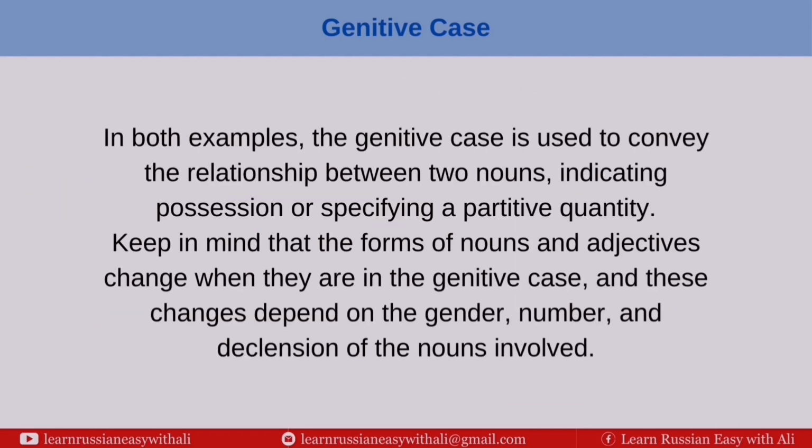In both examples, the genitive case is used to convey the relationship between two nouns, indicating possession or specifying a partitive quantity. Keep in mind that the forms of nouns and adjectives change when they are in the genitive case, and these changes depend on the gender, number, and declension of the nouns involved.